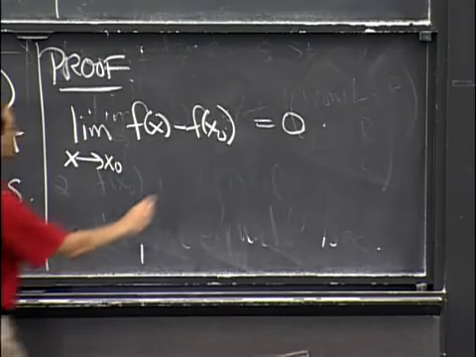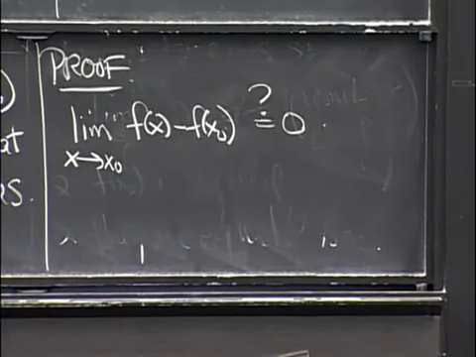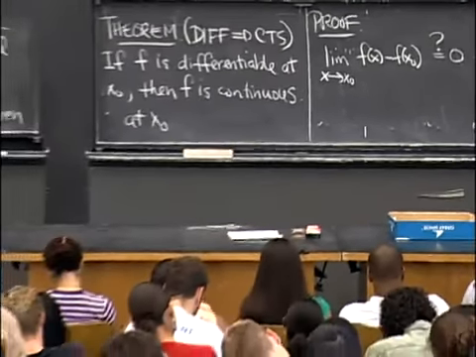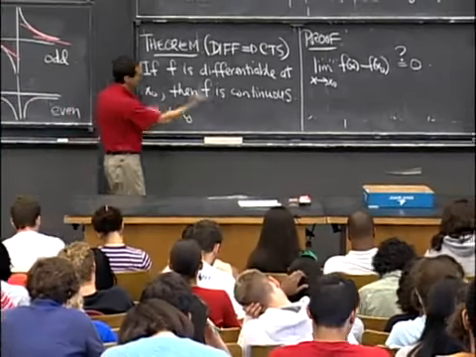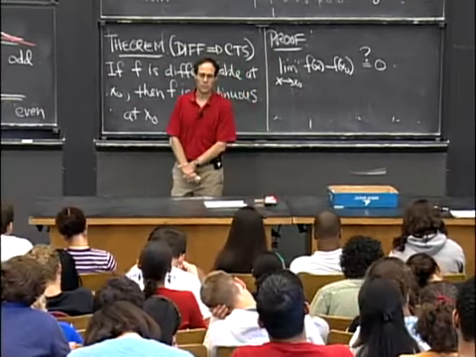So this is what we want to know. We don't know it yet, but we're trying to check whether this is true or not. So that's the same as the statement that the function is continuous, because the limit of f of x is supposed to be f of x0. And so this difference should have limit 0.